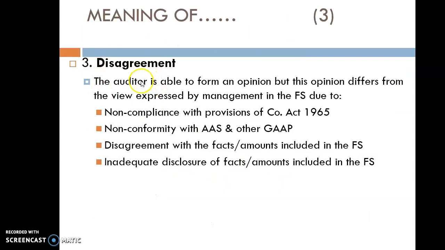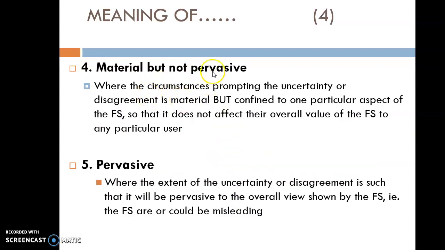And then disagreement. The auditor is able to form an opinion, but this opinion differs from the view expressed by management in the financial statement due to non-compliance with the Company Act, non-conformity with the standard, disagreement with the fact, and inadequate disclosure of facts. Okay, material but not pervasive, where the circumstances from the uncertainty or disagreement are material but confined to one particular aspect of the financial statement. So it does not affect the overall value of the financial statement to any particular user. It is material but not pervasive.